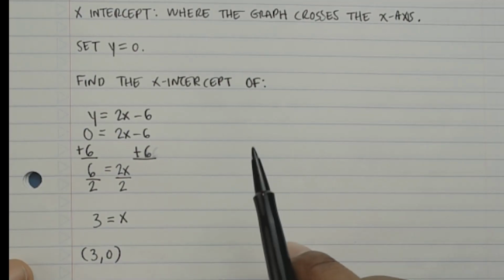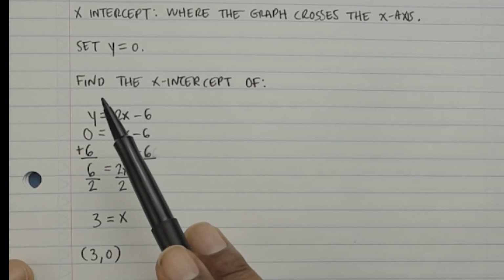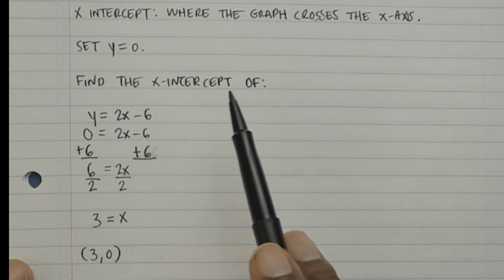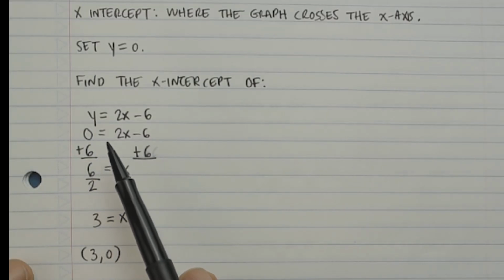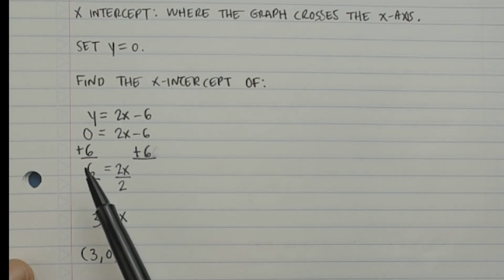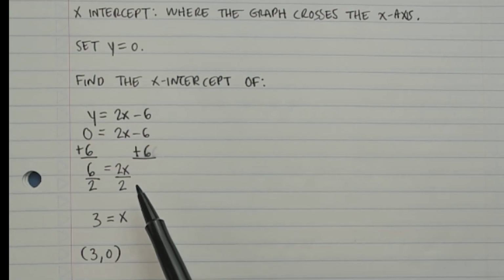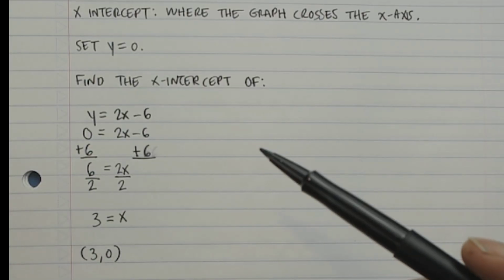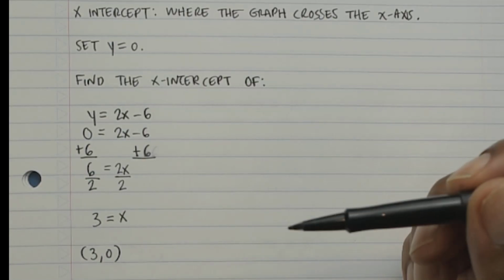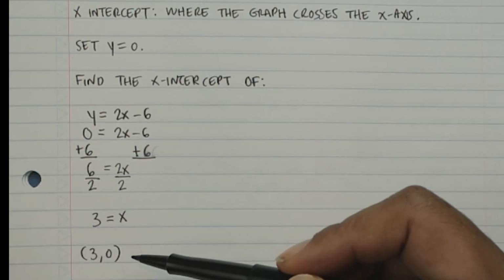So again, the x-intercept is where the graph crosses the x-axis, so we have to set y equal to 0. In order to find the x-intercept of this equation, we set y equal to 0, and we have to add 6 to both sides. Adding 6 to both sides results in 2 divided by 2, which is 1x, and 6 divided by 2, which is 3. So notice that an intercept should be written as an ordered pair, as I've written it down here.